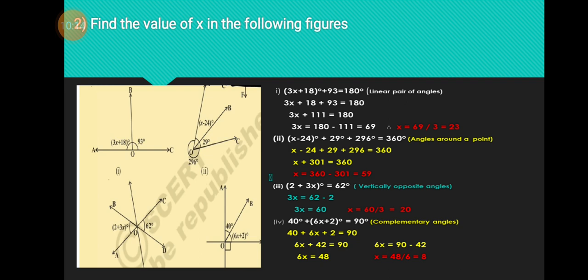40 plus 6x plus 2 is equal to 90. 40 plus 2 is 42. 6x plus 42 is equal to 90. 6x is equal to 90 minus 42, that is 48. 6x is equal to 48 and x is equal to 8. These are all very easy problems. If it is asked in bits, you can do it without any steps. You can directly write the answers.